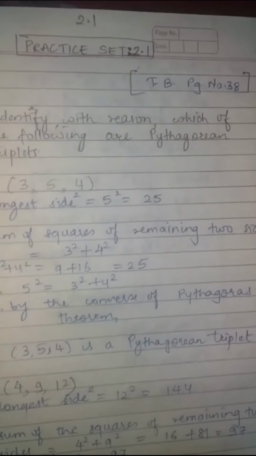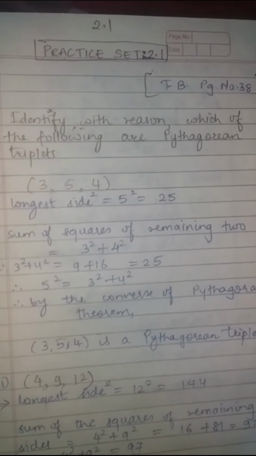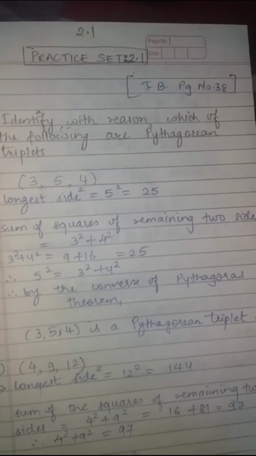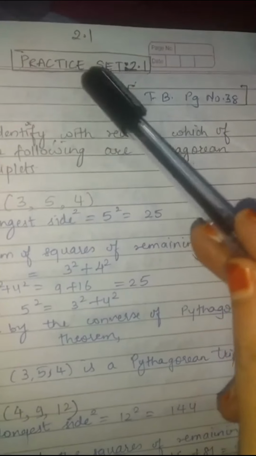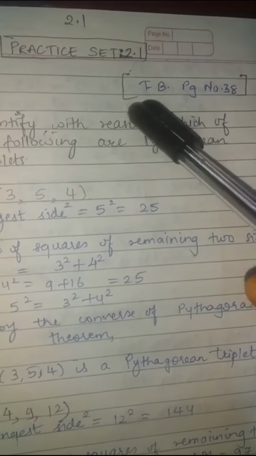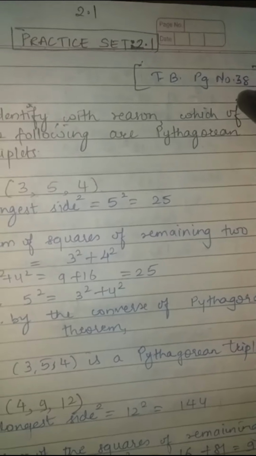Fine. Moving towards, so till now we have studied the Pythagoras theorem, its proof, and the statement of the converse of Pythagoras theorem. Keeping all these concepts in mind, let us now start the practice set 2.1 with reference to textbook page number 38.